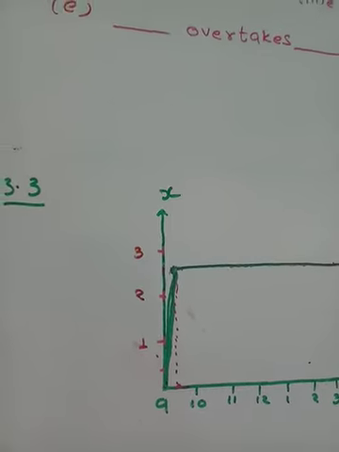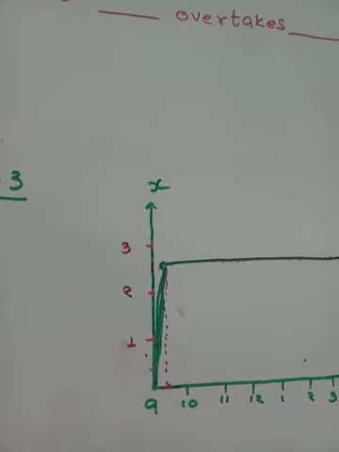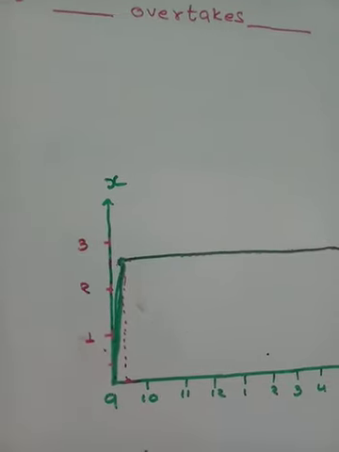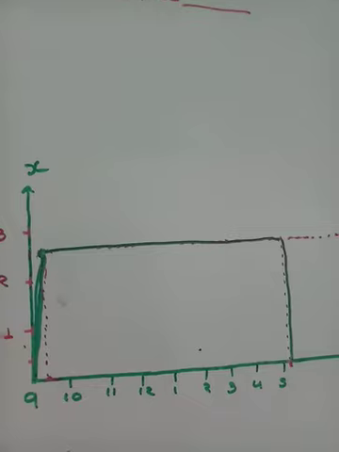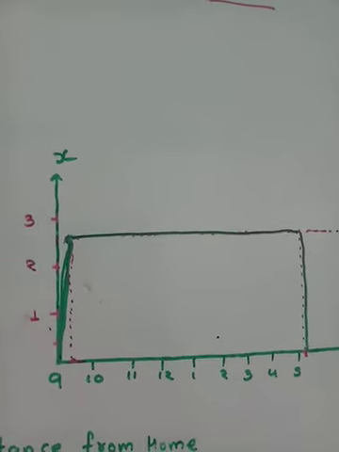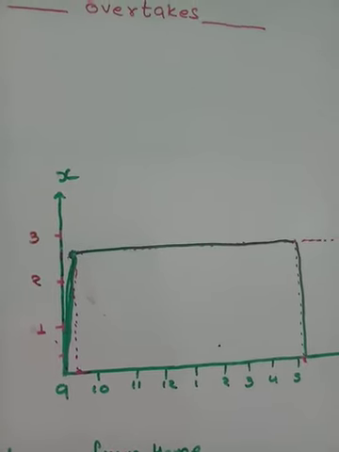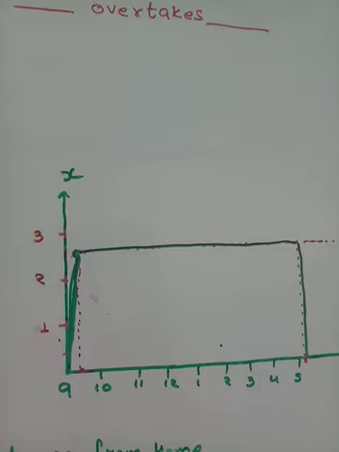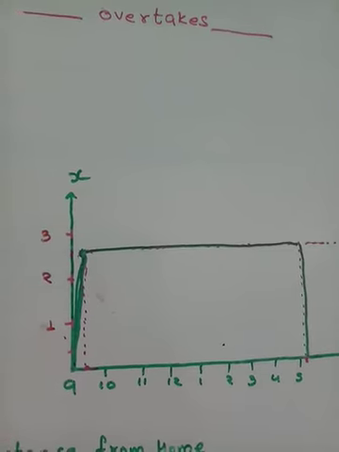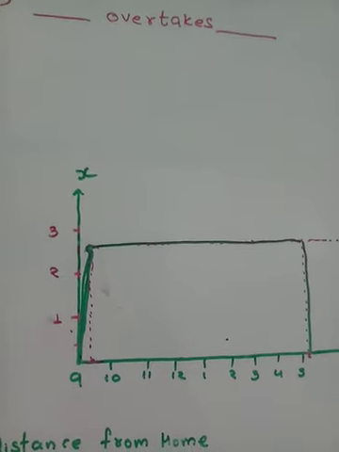Now when she is in the office, the distance is not changing but the time keeps on passing. So the remaining part of the graph will be a straight line till 5 o'clock. At 5 o'clock, she again starts going back to her home, but this time she is taking an auto rickshaw, and the speed is 25 kilometers per hour. So first we need to calculate the time taken by the woman to reach the home.